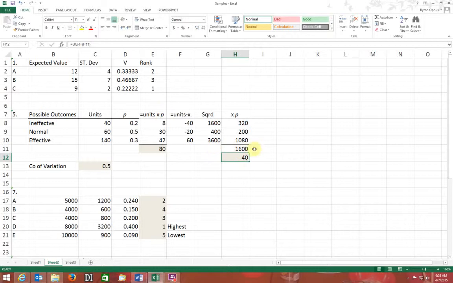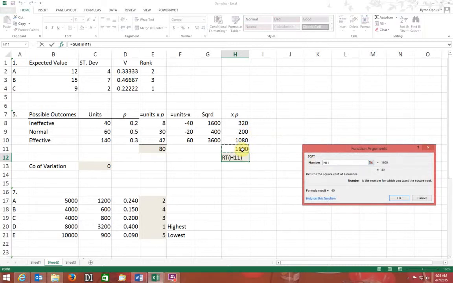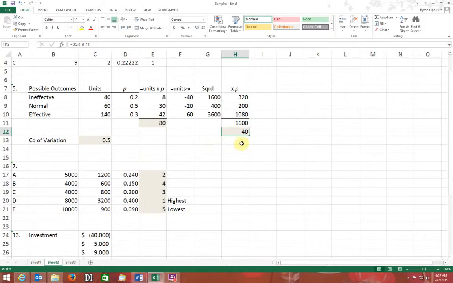I could probably about do that one in my head, but we'll go ahead and run through it here. We'll go to most recently used, and I got square root right at the top. My square root of this number is equal to 40, but it wants to know what my coefficient of variation is. Remember, the coefficient of variation is just my standard deviation divided by my expected value. So I simply say this is equal to my standard deviation divided by my expected value, and I get 0.5 for my coefficient of variation.